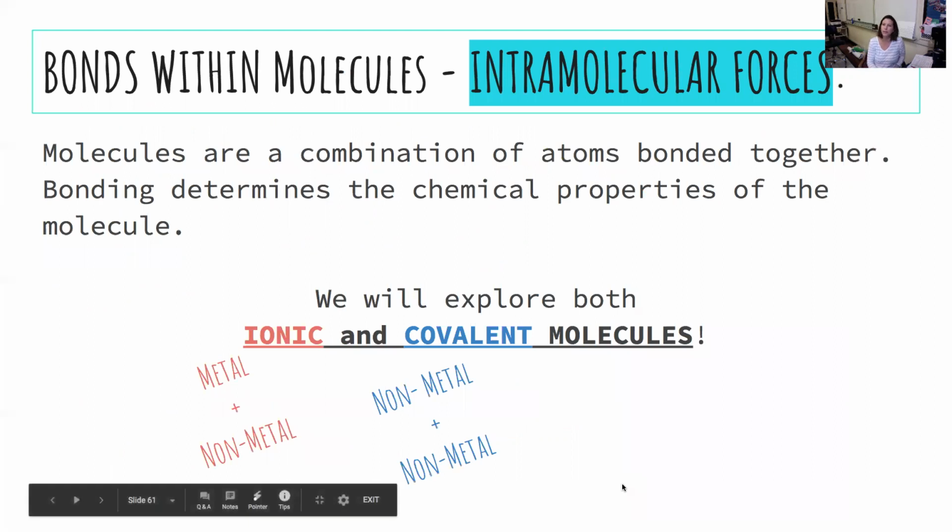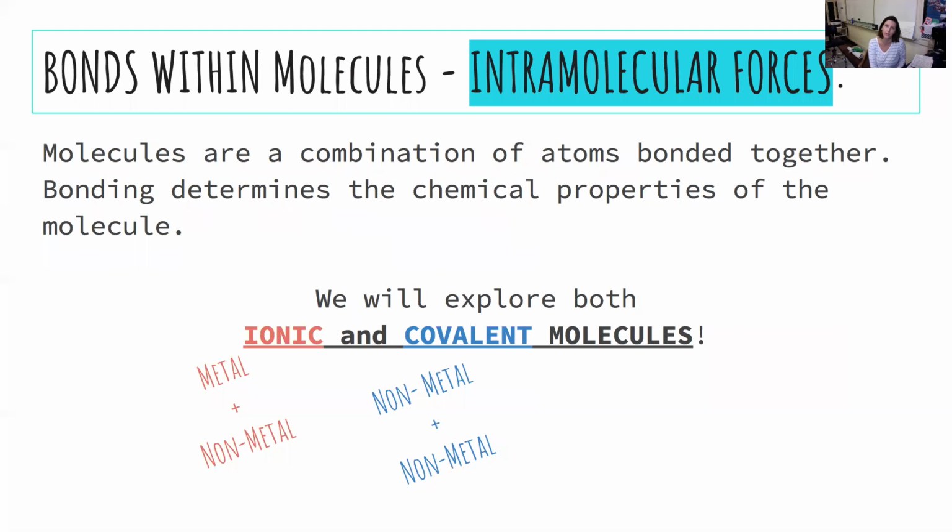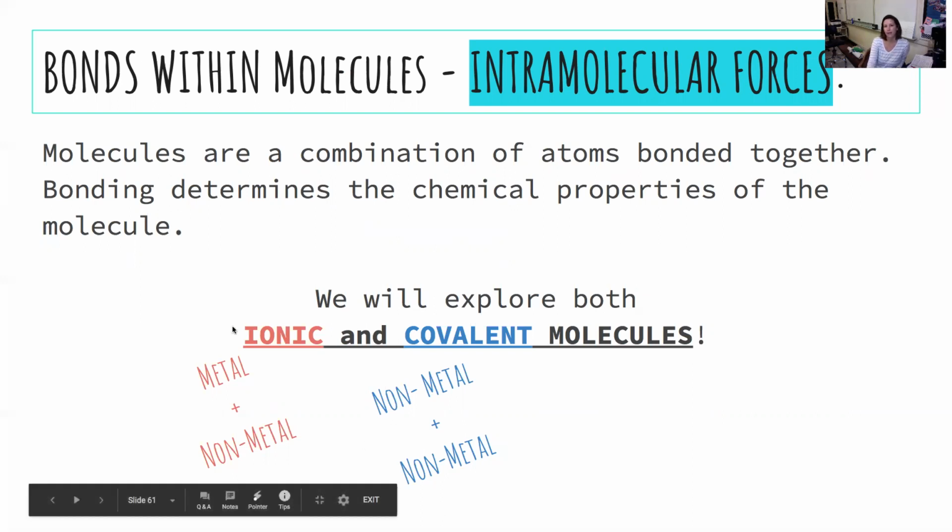Okay, so bonds within molecules, otherwise known as intramolecular forces. Molecules are a combination of atoms bonded together. Bonding determines the chemical properties of the molecule. So depending on who's present in the environment, you might end up with an ionic compound. A metal and a nonmetal are called an ionic compound. Or you might end up with a covalent compound, nonmetal, nonmetal.